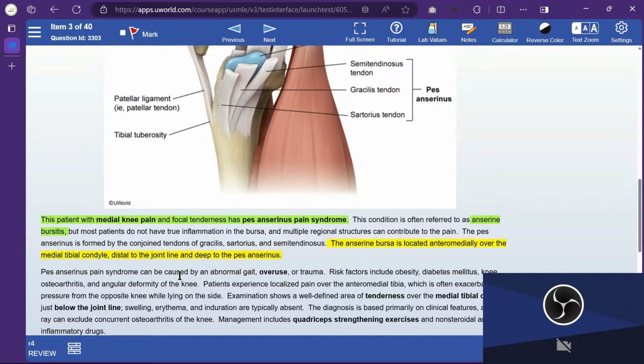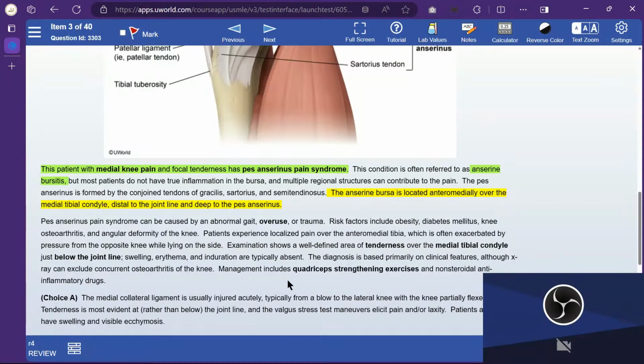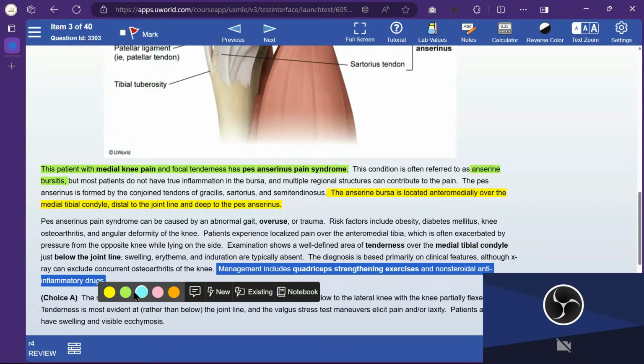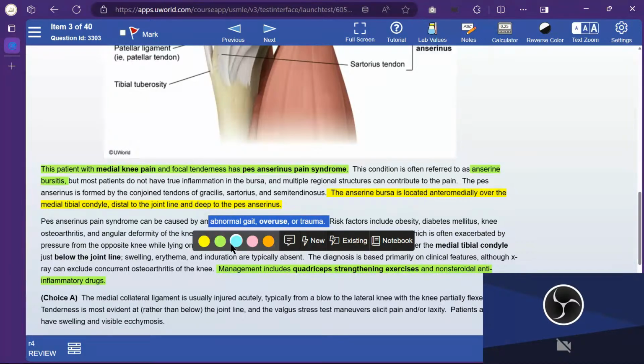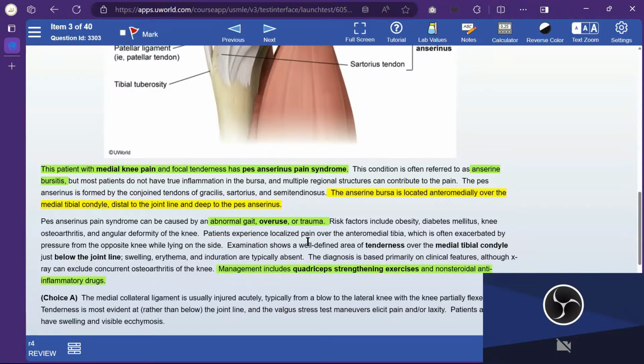Pes anserinus pain syndrome can be caused by abnormal gait, overuse, or trauma. Management is quadriceps strengthening exercise and NSAIDs. Risk factors are obesity, diabetes, knee osteoarthritis, and angular deformity.